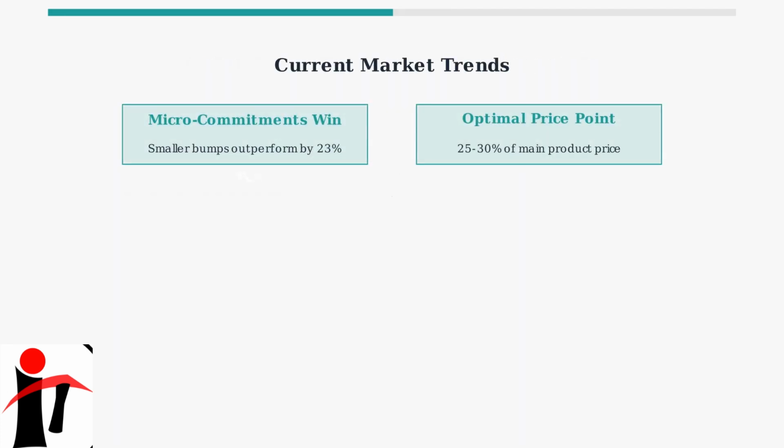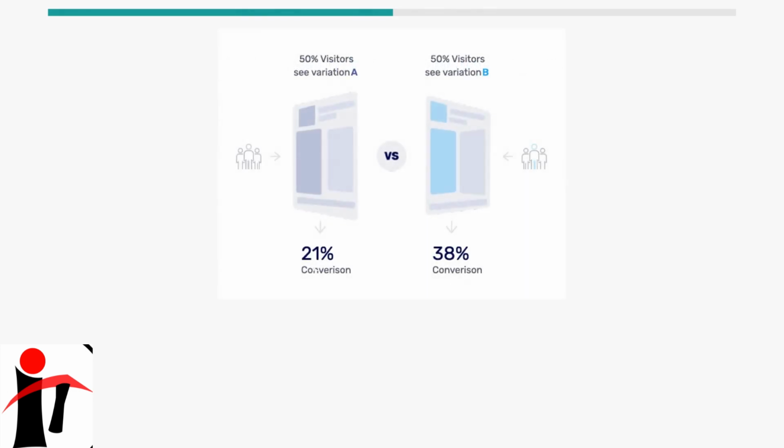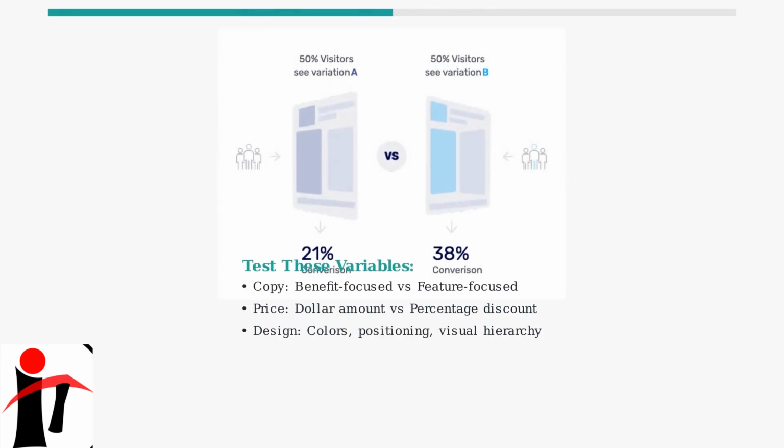positioning. Current market trends show that smaller, lower-priced bumps significantly outperform high-ticket additions. The optimal price point is typically 25 to 30% of the main product price. A/B testing is crucial for optimization. Test different copy variations, price presentations, and visual designs.